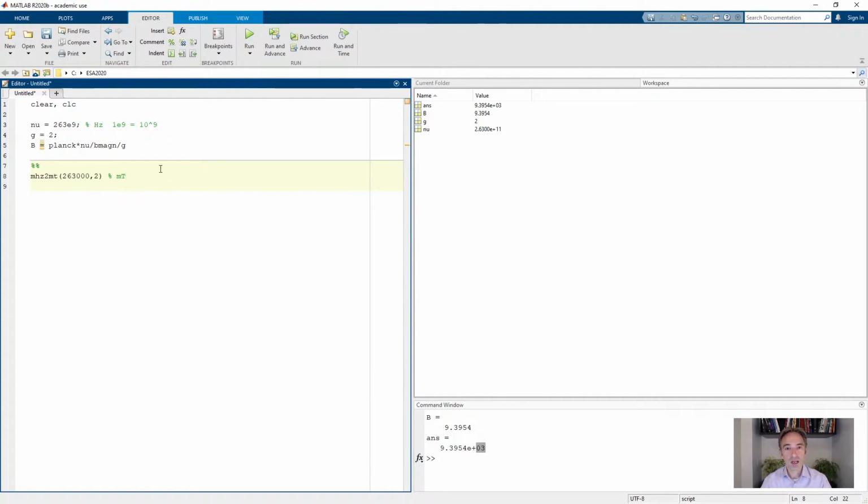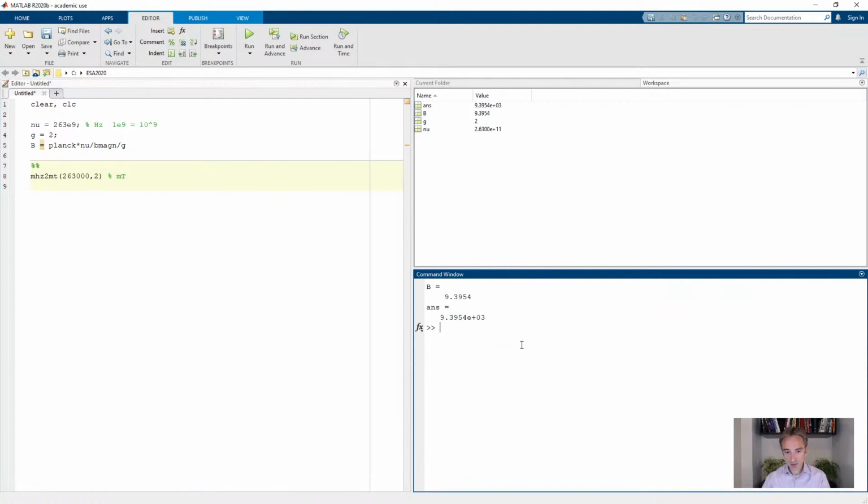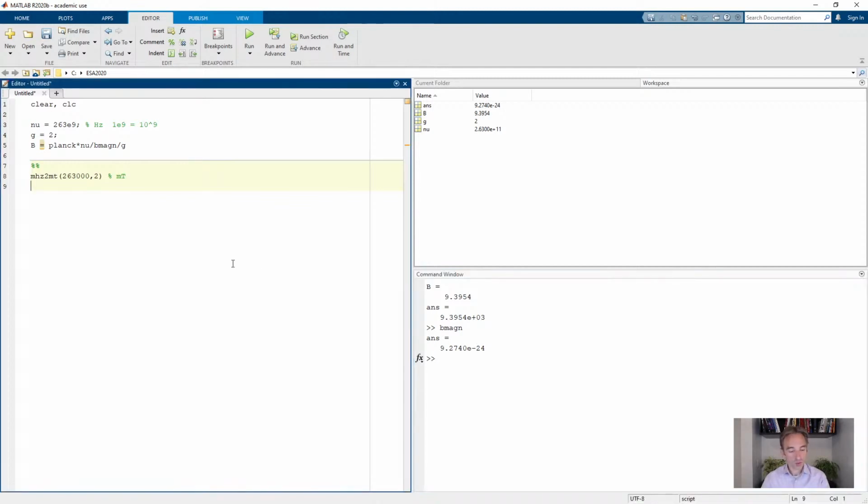But if you do your own calculations like up here and you're using all these constants, then you are cleanly and squarely in the SI unit frame without any prefixes. So for example, the Bohr magneton is defined just as joules per Tesla. If you type bmagn in the command window, you get 9.27 times 10 to the negative 24 joules per Tesla. Of course, there is also mt2mhz for the reverse conversion.